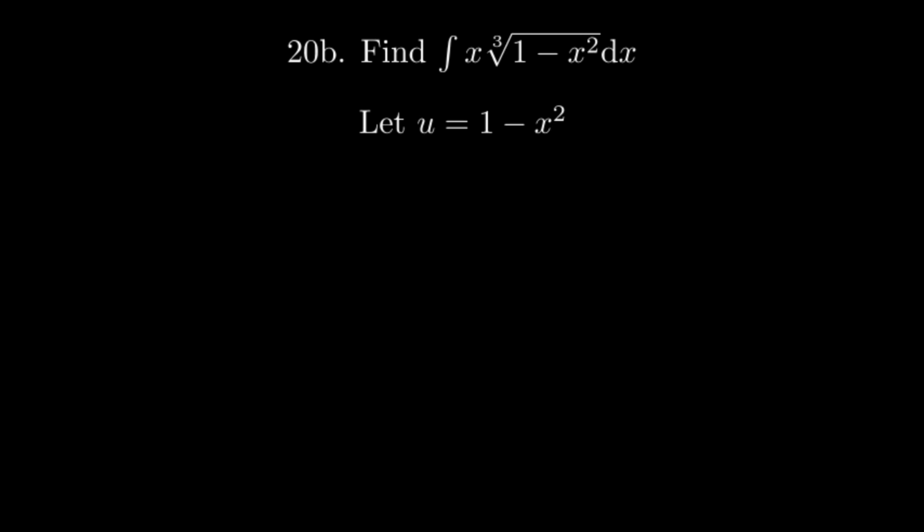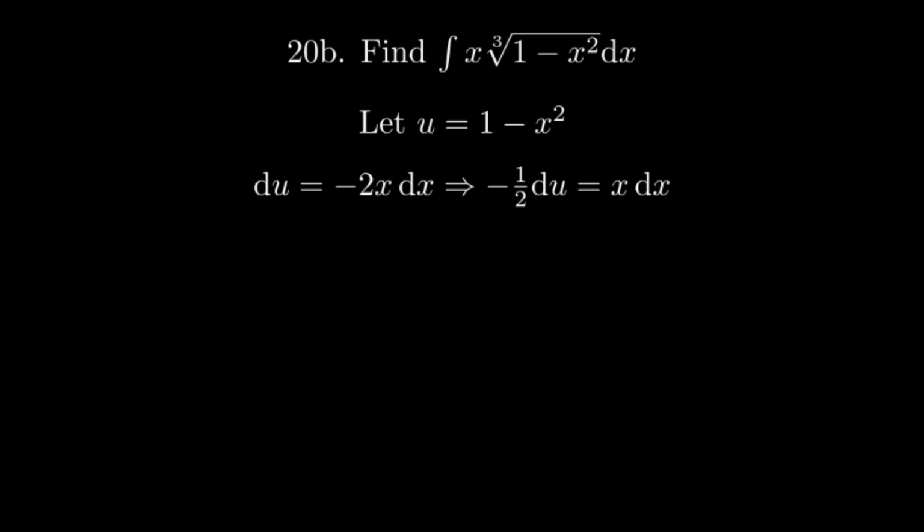Next, question 20b. We need to find the integral of x times the cube root of 1 minus x squared dx. Let's use u substitution again. Let u be the expression inside the cube root. Then, the differential du is minus 2x dx.